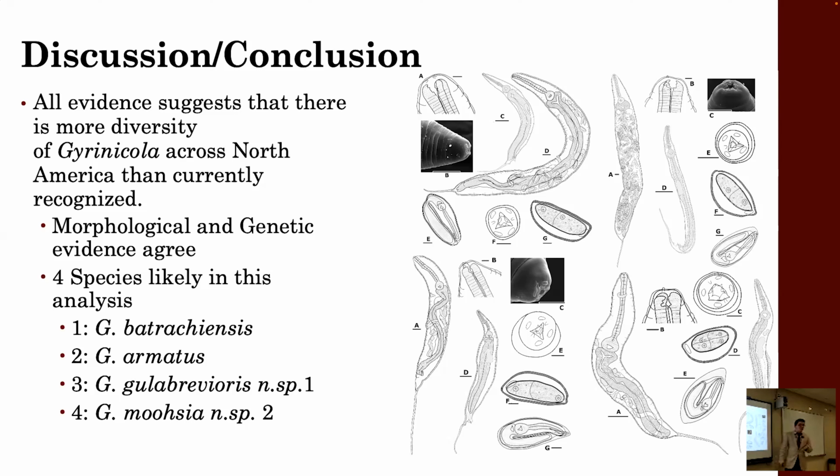I think I have 4 likely species in this analysis, one of which is going to be still that Gyrinicola chabaudi, described originally from Michigan, one of which is probably G. armatus, which was that Pharyngodon armatus described from Virginia, because I got worms from Virginia and ran DNA for them as well. The other 2, I got to assign some names to, and we're working on getting this published as well.